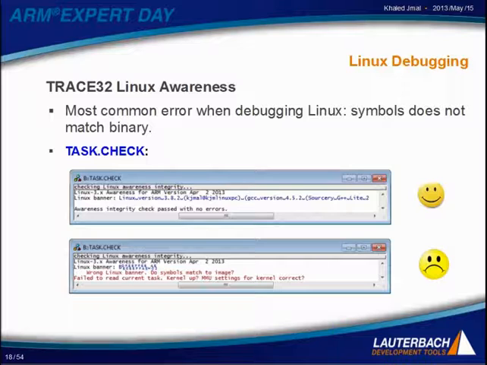The kernel should have already booted. And then you can see here in the first window, everything is correct, so the window does not report any error. And on the second window, there is something wrong. You have here a red error message, and in this case, you should check if you really have the correct symbol file.